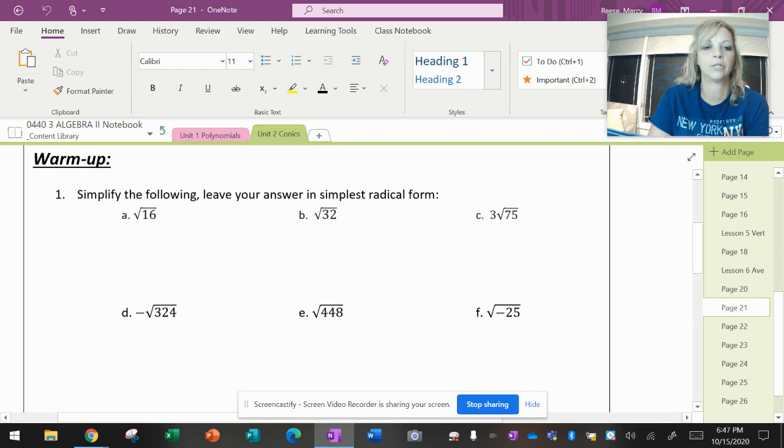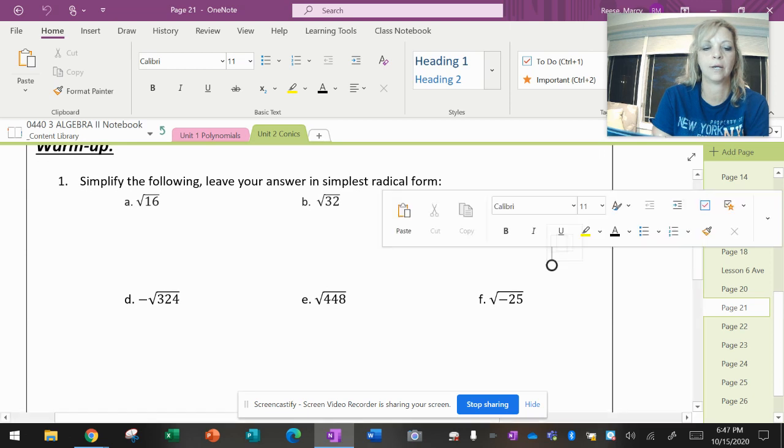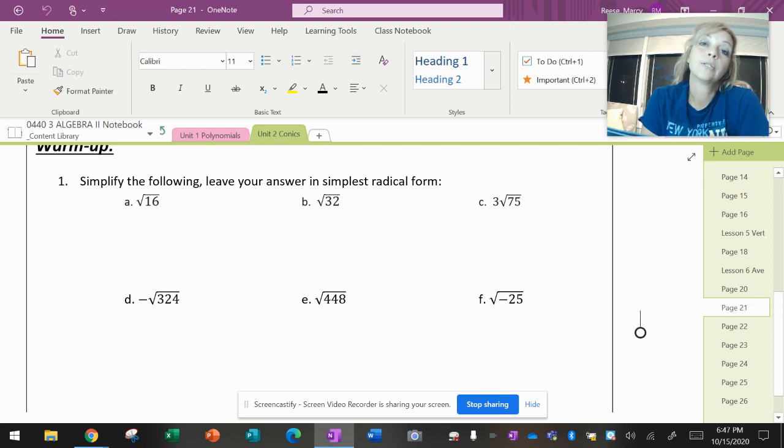I really wish I had you in class for this because I really can get a lot of information on your perfect squares, but we're going to do the best we can here. Okay, so we have radicals. Okay, and it says to simplify the following, leaving your answer in simplest radical form. So I want you to think about perfect squares.